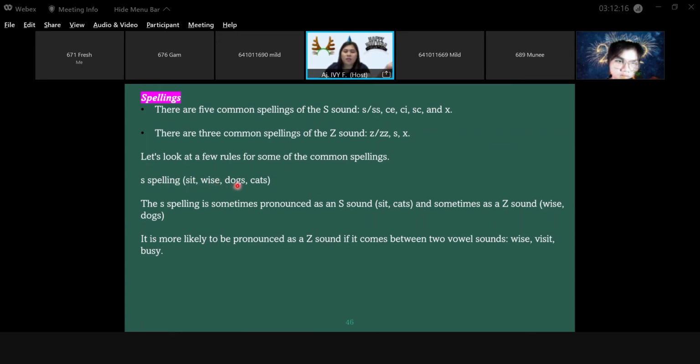wise, dogs, cats. The S spelling is sometimes pronounced as an S sound, sit, cats, and sometimes as a Z sound, wise, dogs. Okay, sometimes. It is more likely to be pronounced as a Z sound if it comes between 2 vowel sounds. Okay, listen. So teacher, how would we know if we have to make the Z sound? Remember, it says here, if it comes between 2 vowel sounds, like the word wise. We have the S here, and then I and E. Wise. She's so wise. So you have to make the Z sound. Visit, visit. Busy. I'm busy.